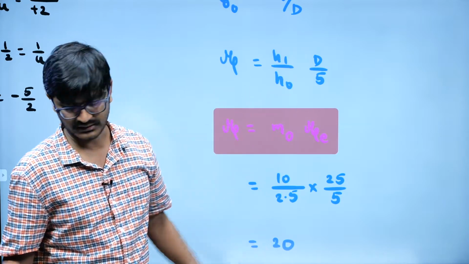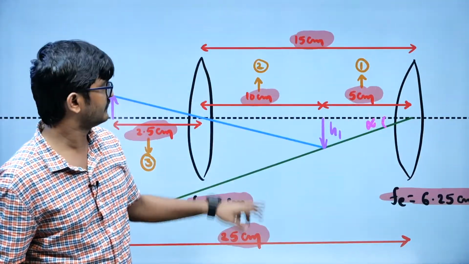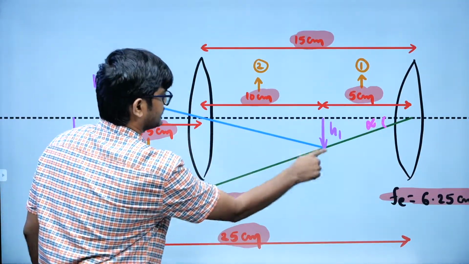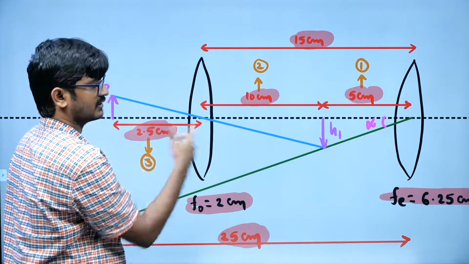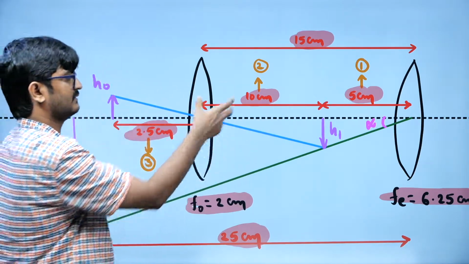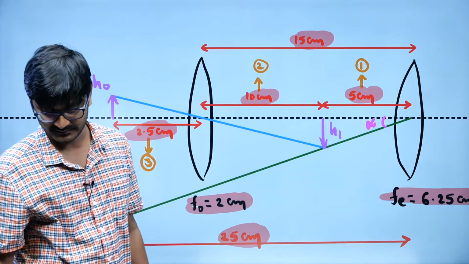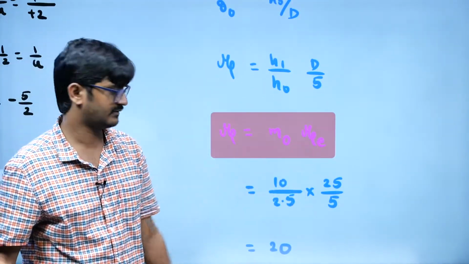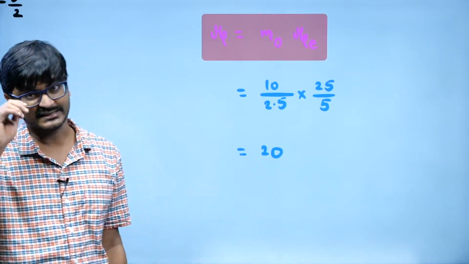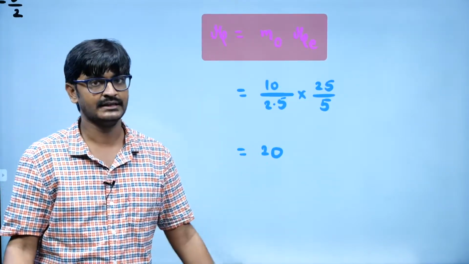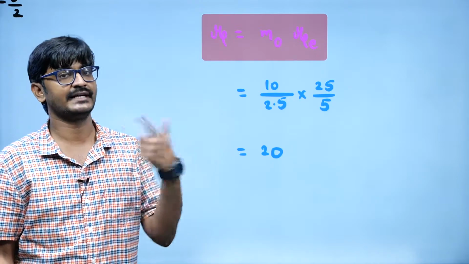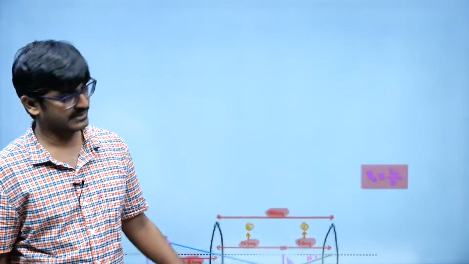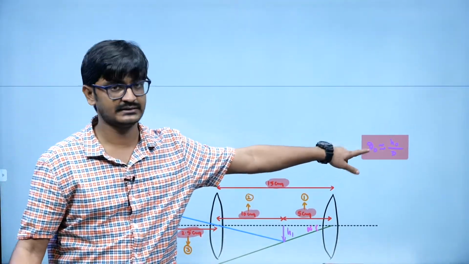Now how to get h1 by h0? Either you can use this triangle and this triangle, which are similar triangles, or the magnification is v by u. You can use any of that. So you will get 10 by 2.5 into 25 by 5, which is 20. So what does it mean that the angular magnification is 20? The angle subtended has become 20 times more than what it is naturally, right?